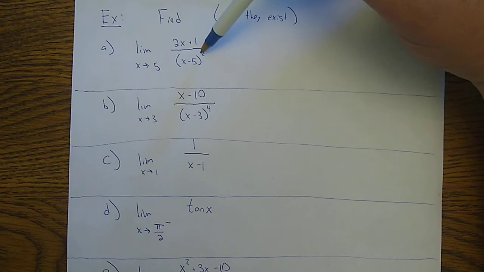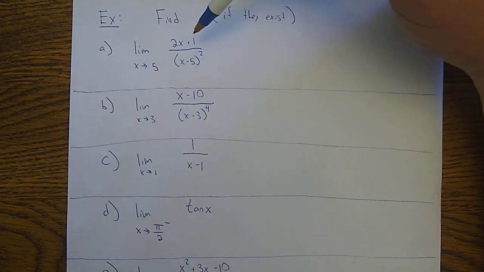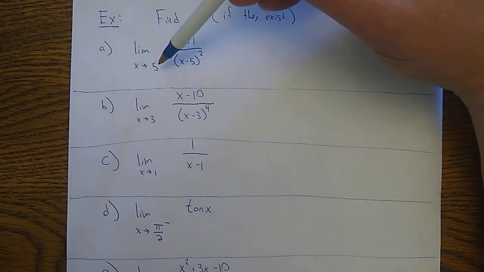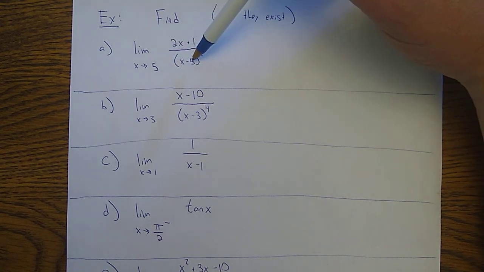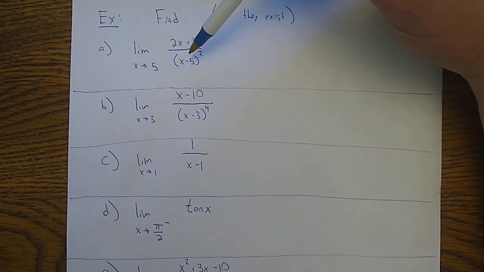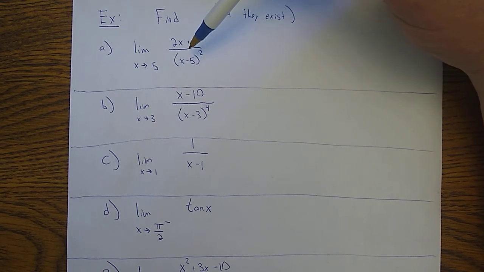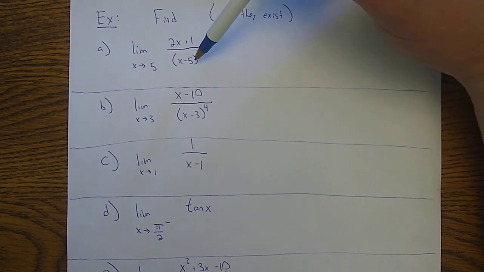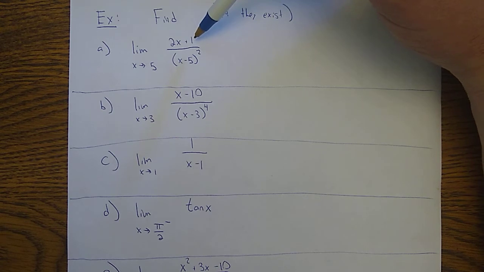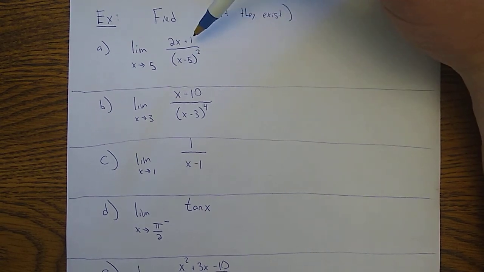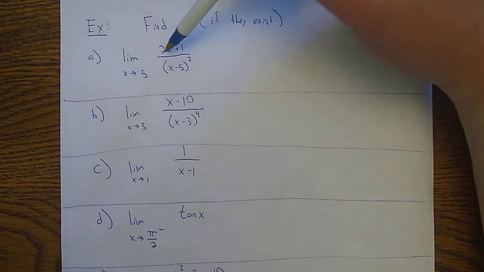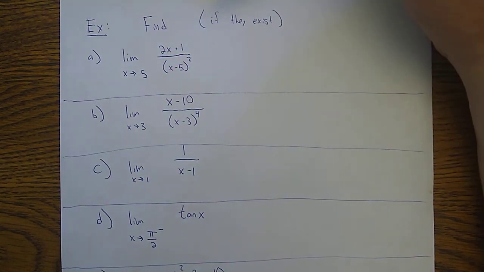And I'll say the standard thing. Obviously, this is an elementary function. It's a polynomial over another polynomial. However, right away, I can see that if I'm plugging in 5 for x, I'm getting 0 in the bottom. Now, we just did a bunch of examples where we're getting 0 in the bottom and in the top. This time, I'm getting 0 in the bottom, but not in the top. As x goes to 5, the top is 11.